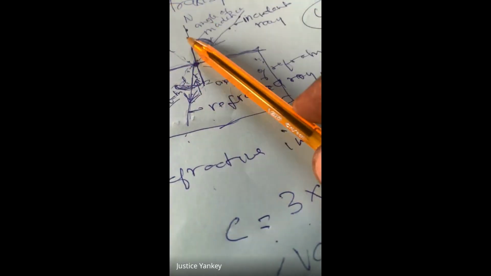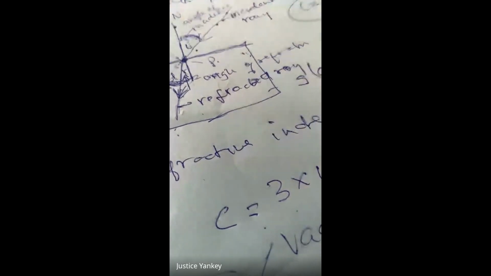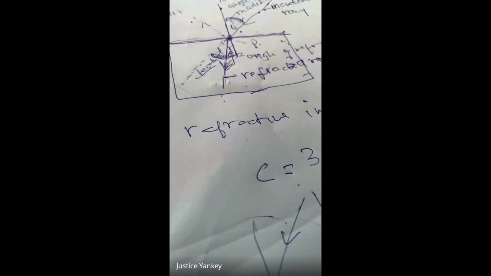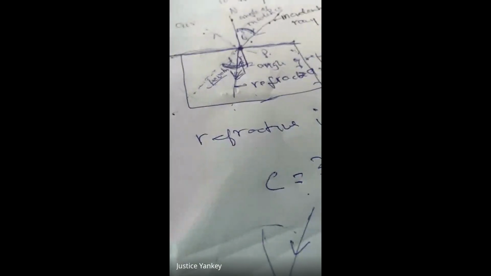Take note of it. First law of refraction: the incident ray, the normal, and the refracted ray at the point of incidence all lie in the same plane. You may be asked to state it, so take note. The second law of refraction is about the equation that connects the angle of incidence and the angle of refraction. Remember, in reflection, the equation that connects the angle of incidence and reflection is that they are equal. I equals R.